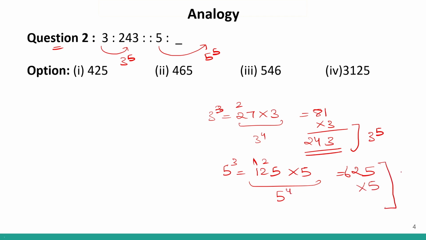If I further multiply it by 5, I will get 5 raised to the power 5. So 5 into 5 is 25. 5 into 2 is 10 plus 2, 12. And 5 into 6 is 30 plus 1, 31. So this will be my answer. 3125 will be my answer. This is given in option number 4. So this is my answer, 3125.